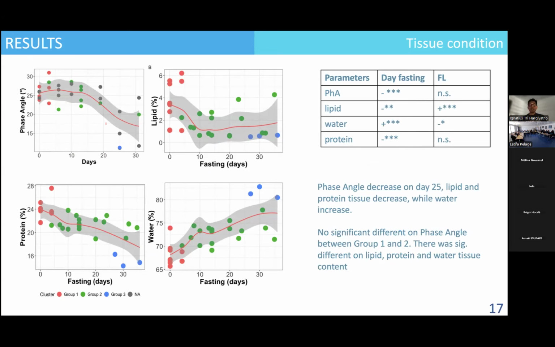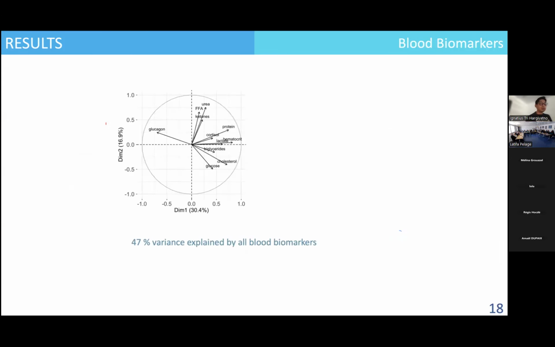And there was, but in the others, there was a significant difference. And to be considered, there was some effect on the fish size, on lipid and tissue water content. From the blood biomarkers that we measure, I tried to analyze using a multivariate analysis with around 47 explanatory variables for all blood parameters.